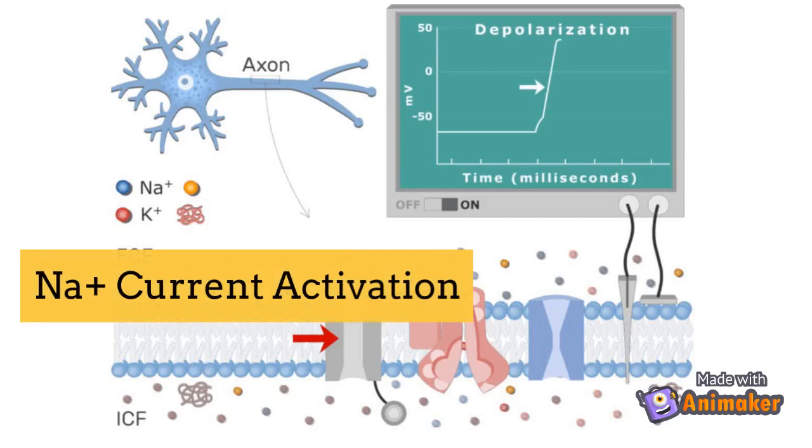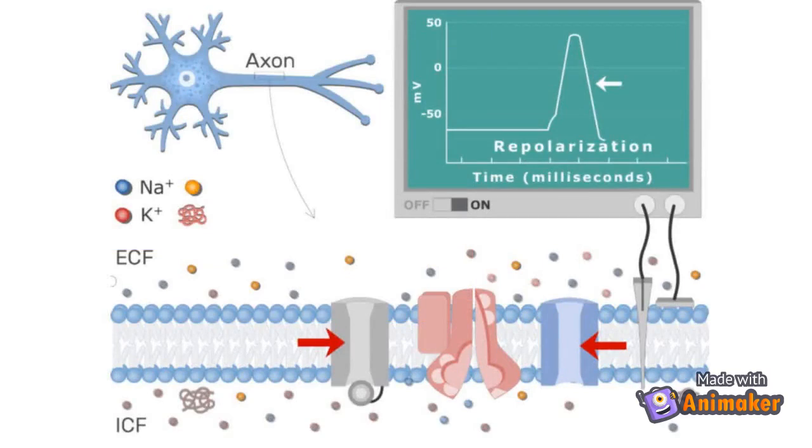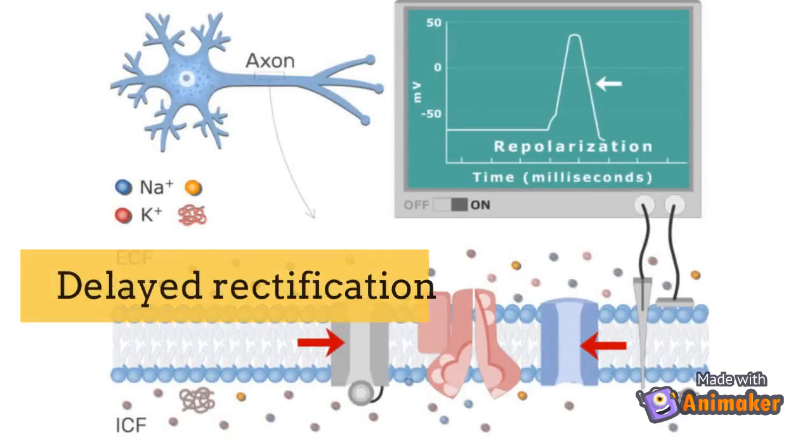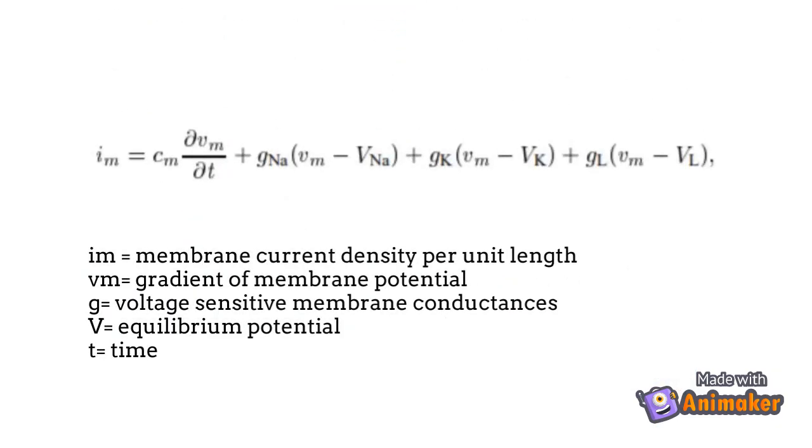At a certain point, Na+ current inactivation occurs and will end the cell's permeability to Na+. There's also an increase in K+ permeability, in a process called delayed rectification. The two together cause repolarization. The following stage is hyperpolarization, where the membrane potential dips below resting potential. Repolarization causes a deactivation of the K+ and Na+ channels, allowing the membrane potential to slowly return to its resting potential. This process of passive conduction can be modeled by the following equation.